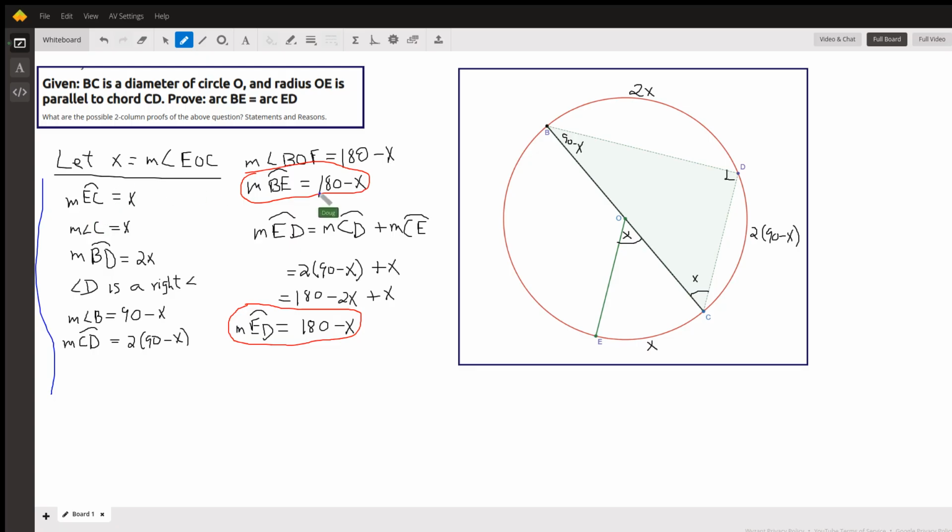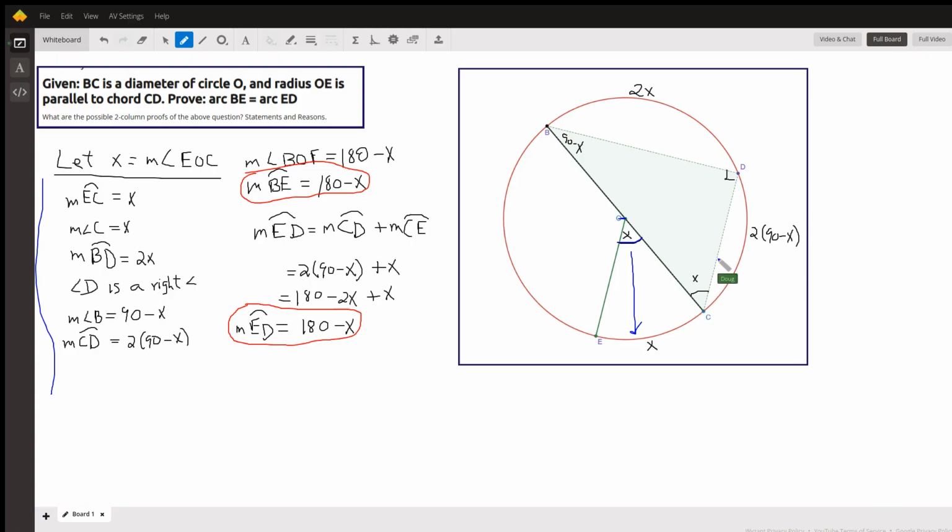So we're going to let x equal the measure of angle EOC. That's a central angle because its vertex is at the center of the circle. That means the arc that it intercepts has the same measure. So arc EC is also x. The measure of angle C is also x. It's an inscribed angle. Now, why is that true?